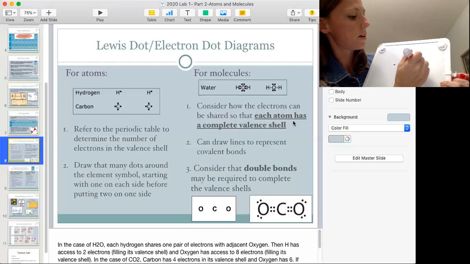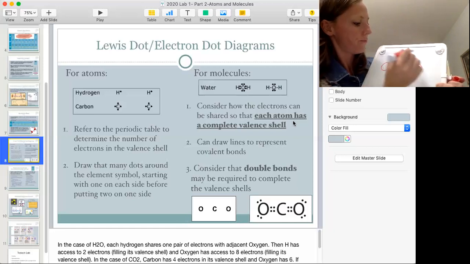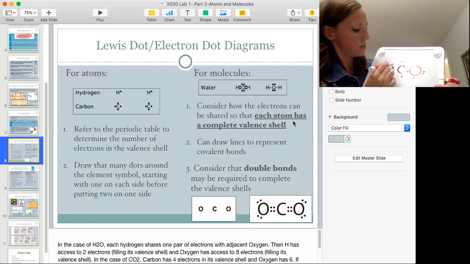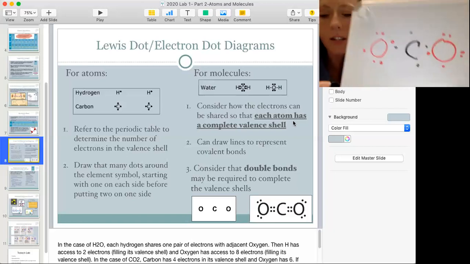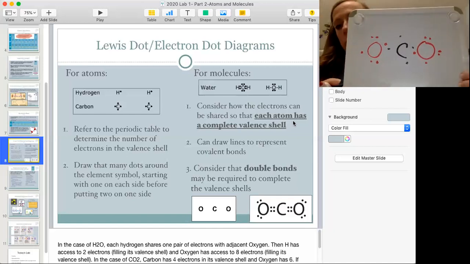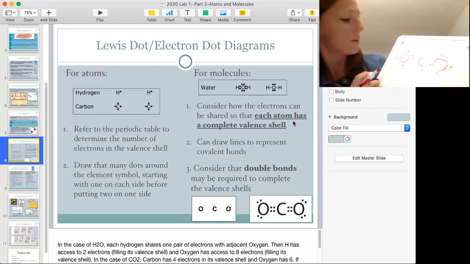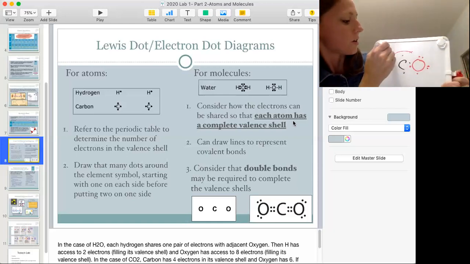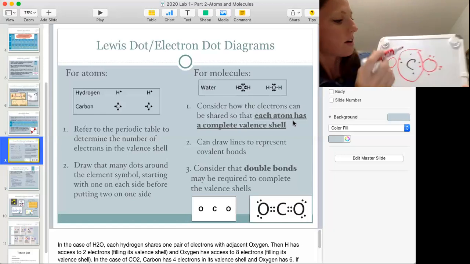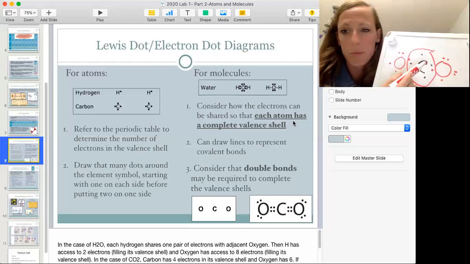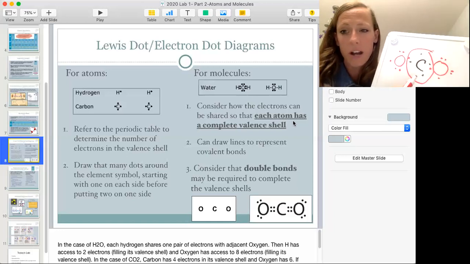So we could put our oxygens here. 1, 2, 3, 4, 5, 6. 1, 2, 3, 4, 5, 6. But when you go to check yourself and make sure that they each have complete valence shells, you're running into a little problem here. If I draw my circle around carbon, it's got access to 1, 2, 3, 4, 5, 6. That's not a complete valence shell, and so that's not going to be stable or happy like that.